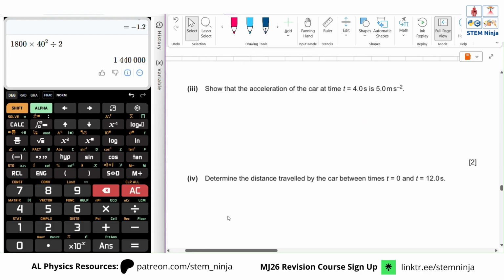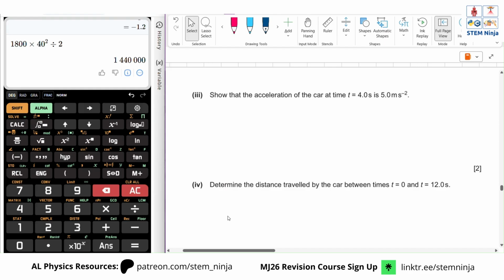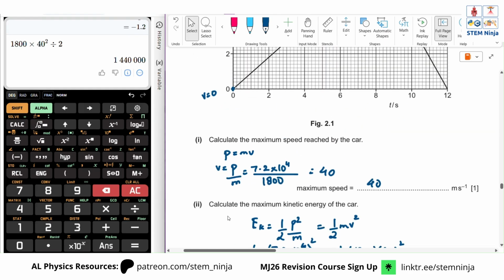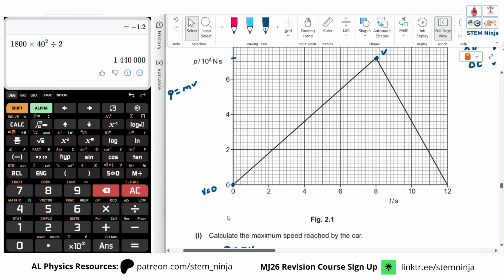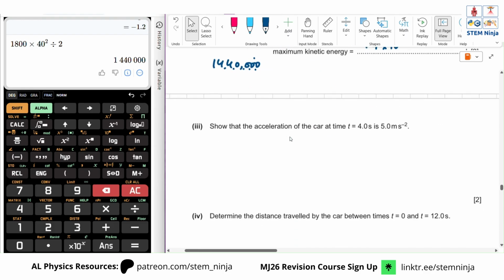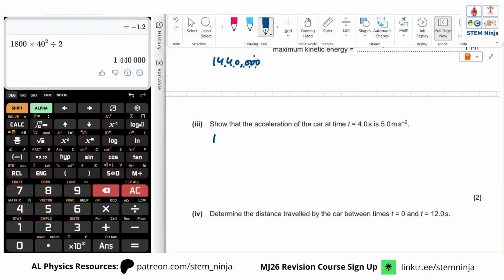Show that the acceleration of the car at time t equal to 4 seconds is 5 meters per second squared. We know the force comes from the gradient. Force is the rate of change of momentum, that is the gradient. So if we can find the force, we can find the acceleration.